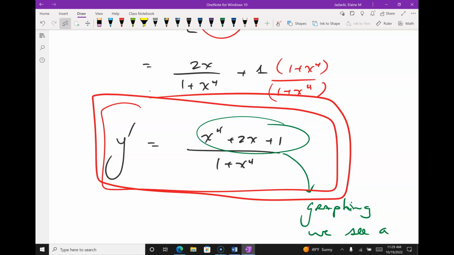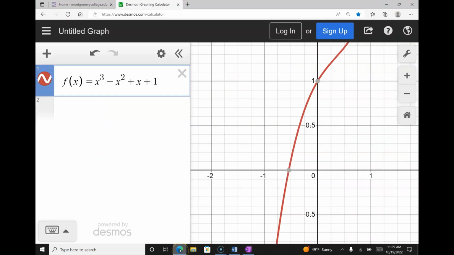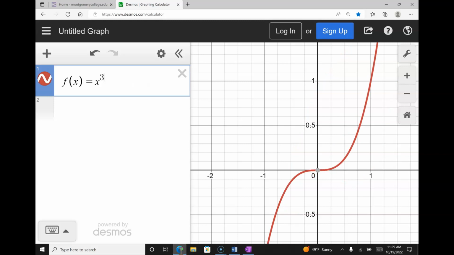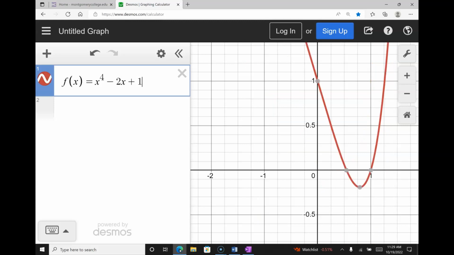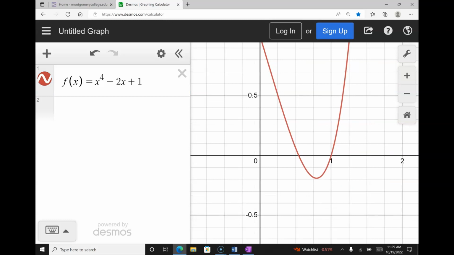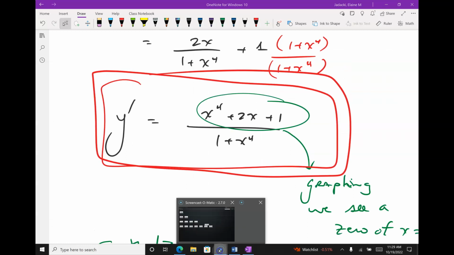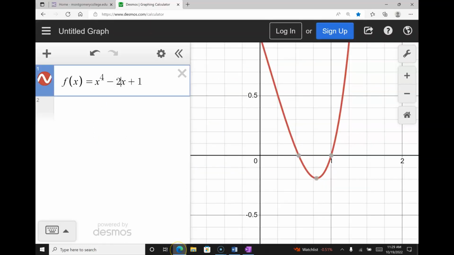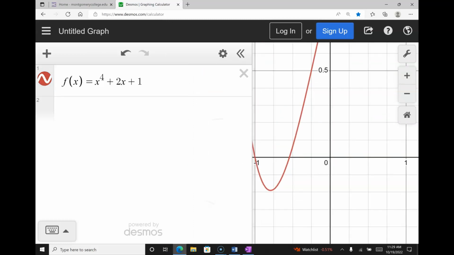I would like you to graph things to see if you can see a root, right? And so if I graph that, x to the fourth plus 2x plus 1, sorry, I definitely see a root at negative 1.